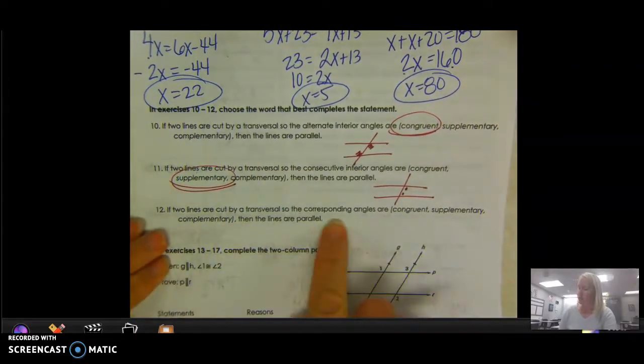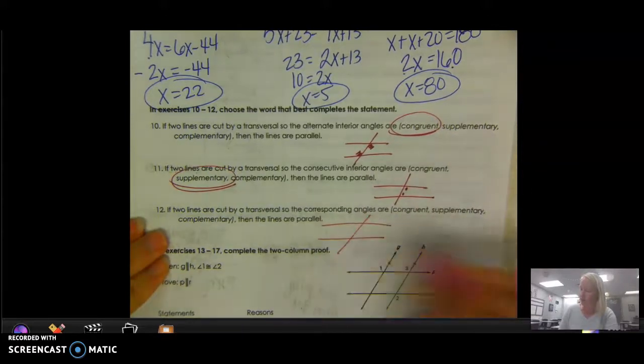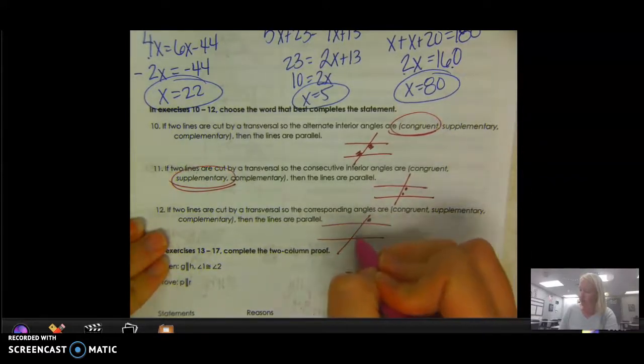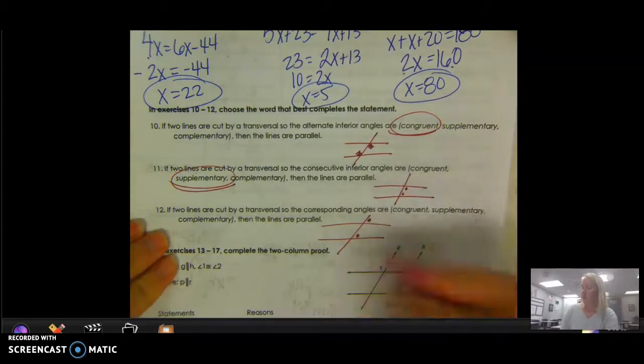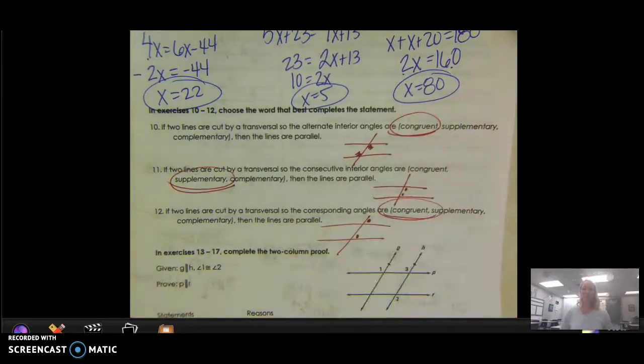If two lines are cut by a transversal so that corresponding angles are blank, corresponding would be like this guy and this guy, then the lines are parallel. Those guys would have to be congruent.